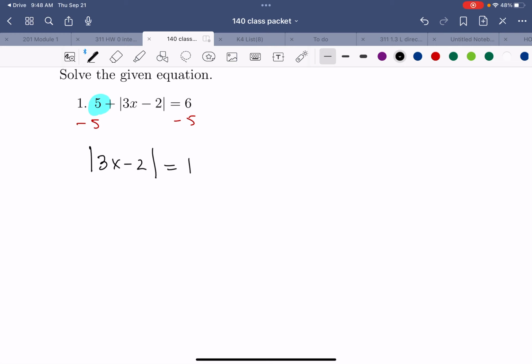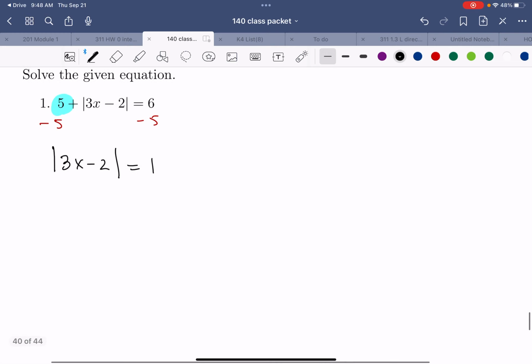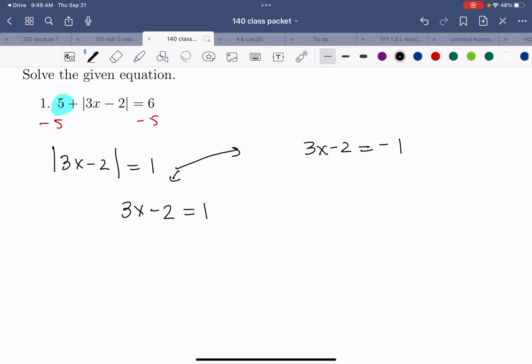Okay, now to take care of the absolute value part, I split this into two equations. So I'm going to take the 3x minus 2, the argument of my absolute value, what's inside there, and set it equal to 1. And I'm going to take 3x minus 2 and set it equal to negative 1. And then I solve each of these two equations.